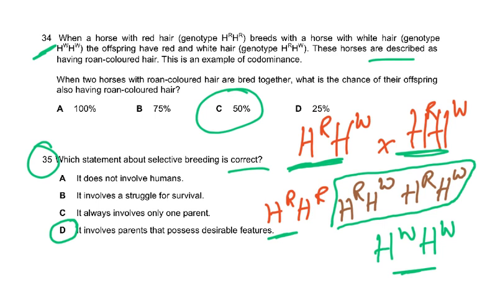It does involve humans, it involves a struggle for survival, it always involves one plant. No, we actually choose the male and the female and then we cross them, and then we do this over many generations, and that is called selective breeding. So the answer is D, it involves parents that possess the desirable features.